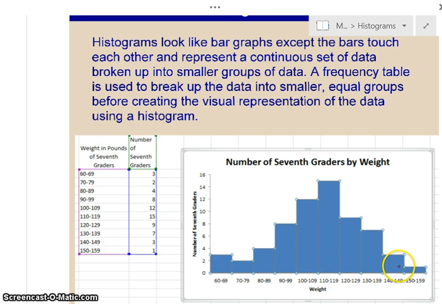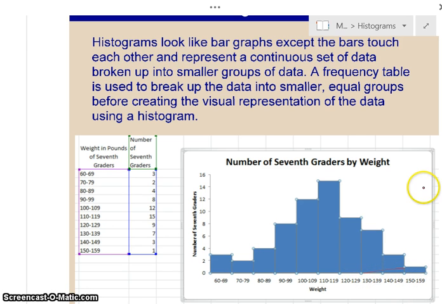If this was a bar graph, instead of having ranges of numbers, we'd have words like yellow or goldfish or something like that that we measure, right? Instead, we have a range of numbers. And the bars touch each other because we can break these ranges up however we want. It's a continuous amount of data.